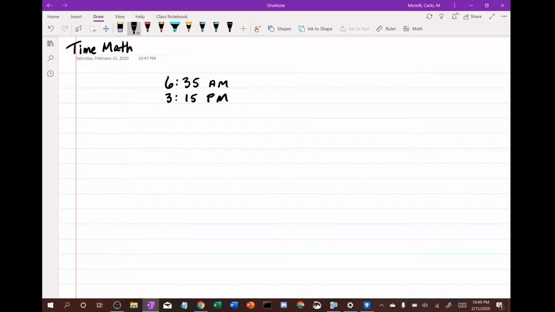But what you need to do first is convert both of these numbers to military time. So we need to go from standard civilian time to military time. Well, what is military time? It's just another way to write time. So let's say it starts out at 0000, which corresponds to 12 a.m.